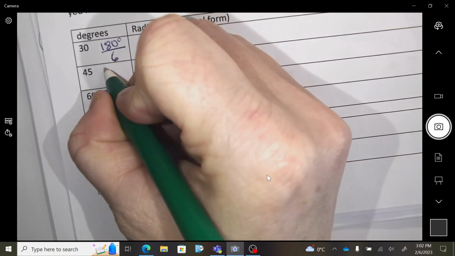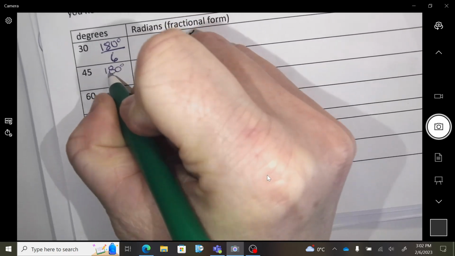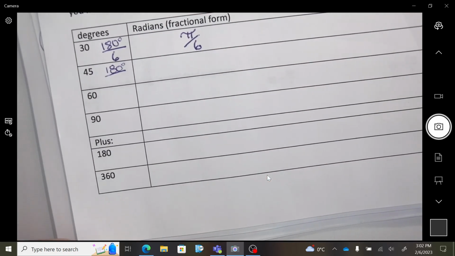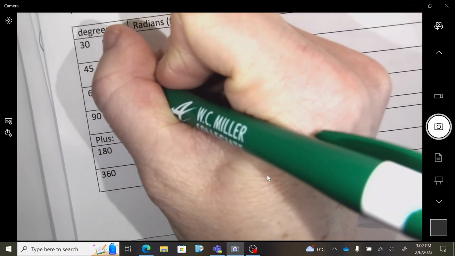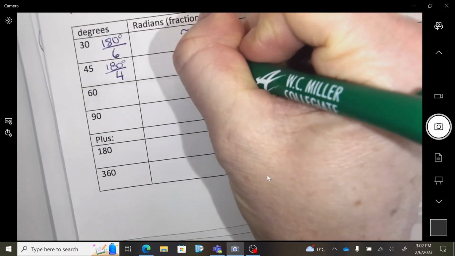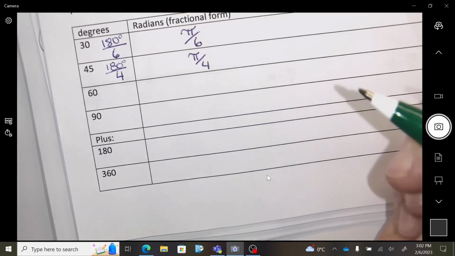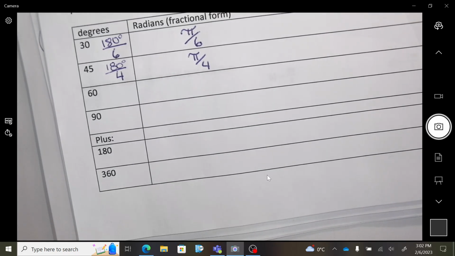Okay, just numbers. 180 degrees, how much would you have to divide it by to make a 45? What do you think? 180 divided by what number? 4. So, as a radian, that's called pi over 4. Okay, we're buzzing.